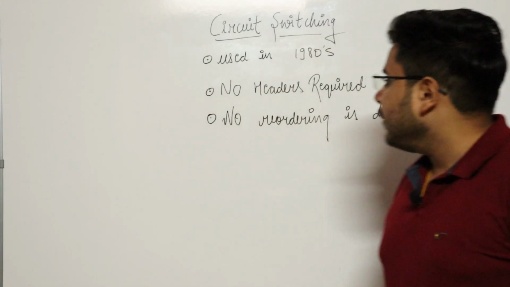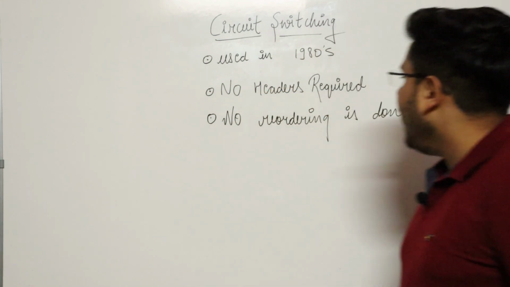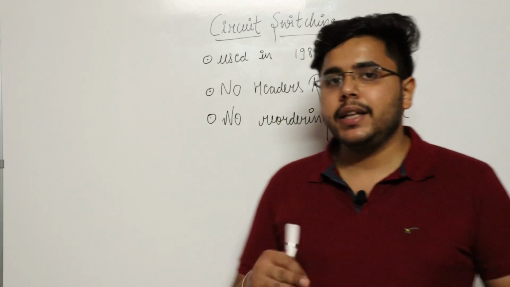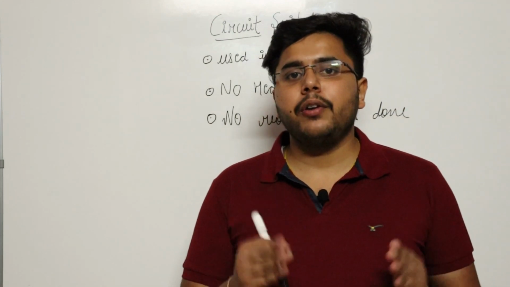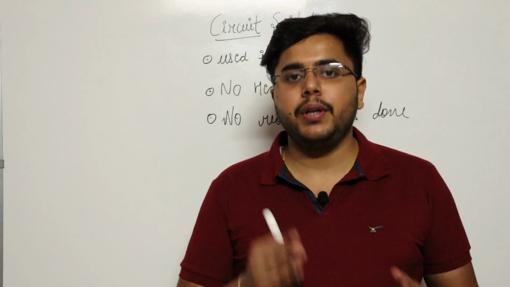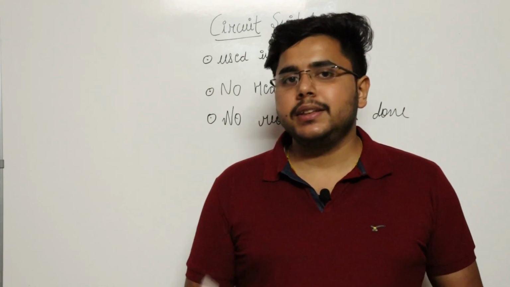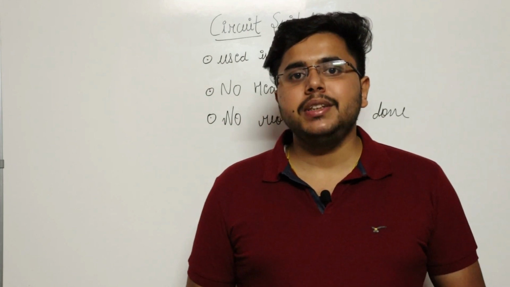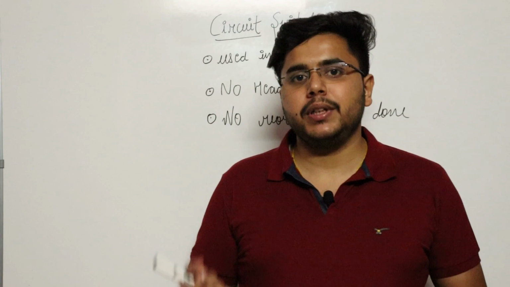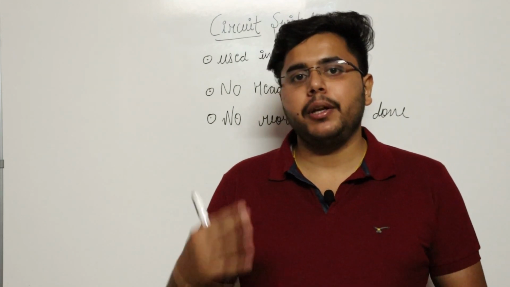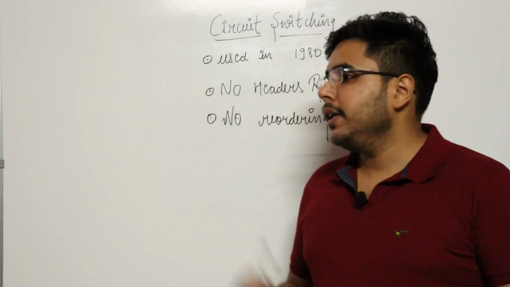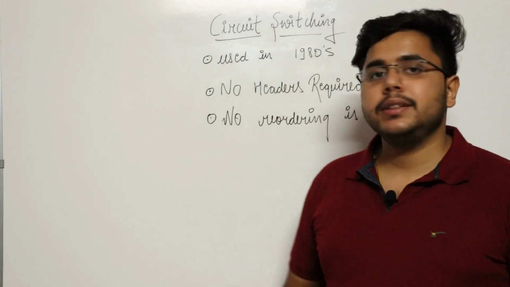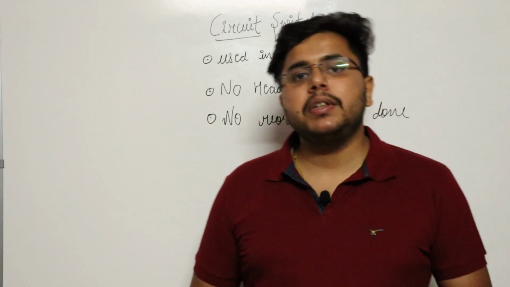The second thing is that no reordering is done. As I have told you, it is like a train. We are not dividing our data into several parts, so at the receiver no ordering is required. Ordering means, suppose I have received various parts and then I rearrange them in a particular sequence. It is not required here because we are not dividing our data. So these are some of the things for circuit switching. Next we will see packet switching.